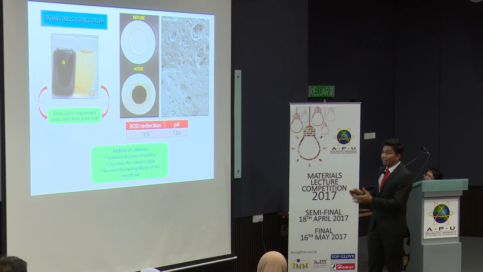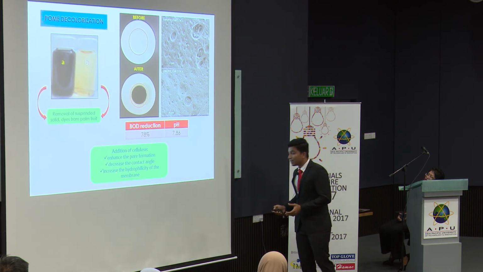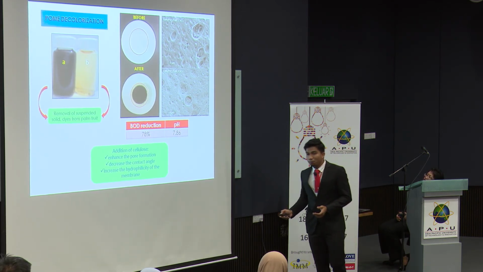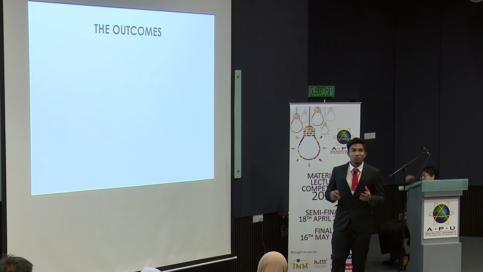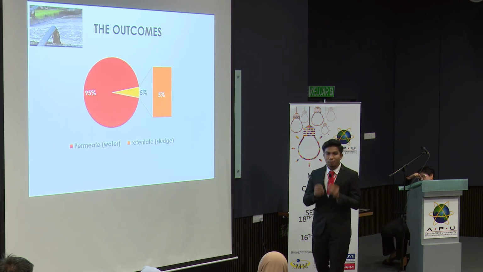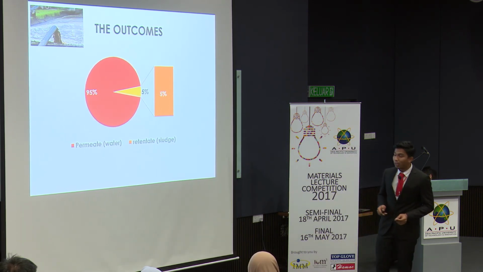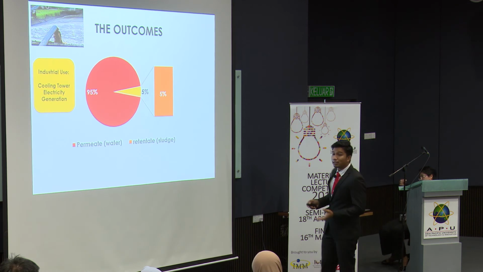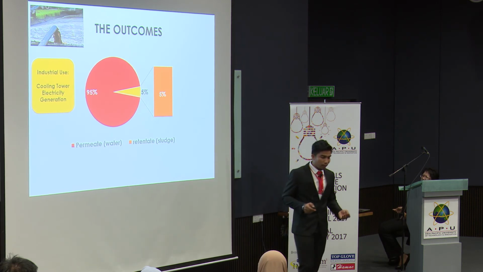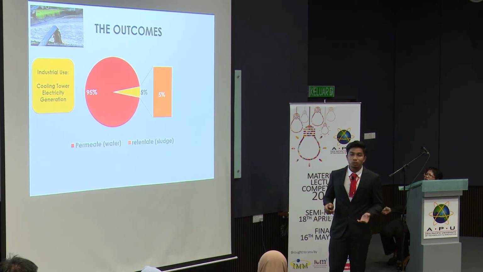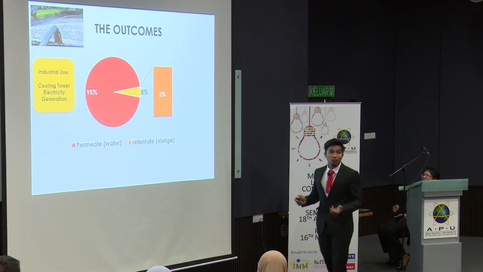So we can conclude that the addition of cellulose has enhanced the pore formation, the addition of cellulose has decreased the contact angle, and the addition of cellulose has increased the hydrophilicity of the membrane. As for the outcomes, if we can separate the 95% of water contained in the pomade from the 5% of unknown substances, we can use this water further for industrial use such as for the cooling tower and electricity generation. And in some cases, if we are able to remove all the colors, the water can be used for drinking water. Interesting, isn't it?